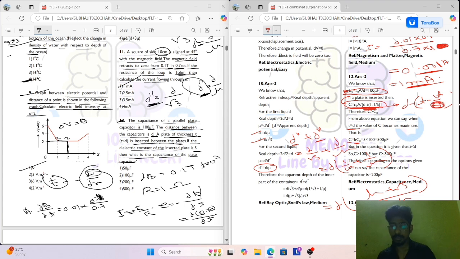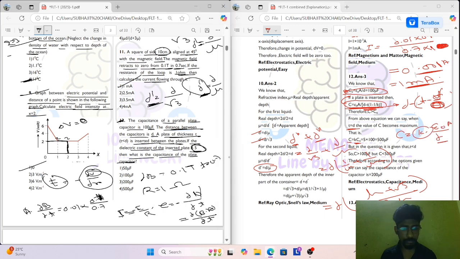Okay, d, this will become d, so C will be equal to k epsilon alpha by d. C will become this, right? So here you know the k value is given, the 5 is given, that means 5 into 100, the capacitance will become 500 µF.